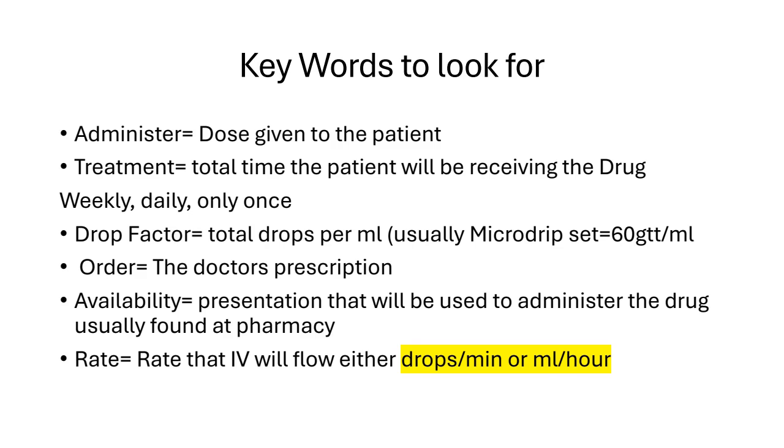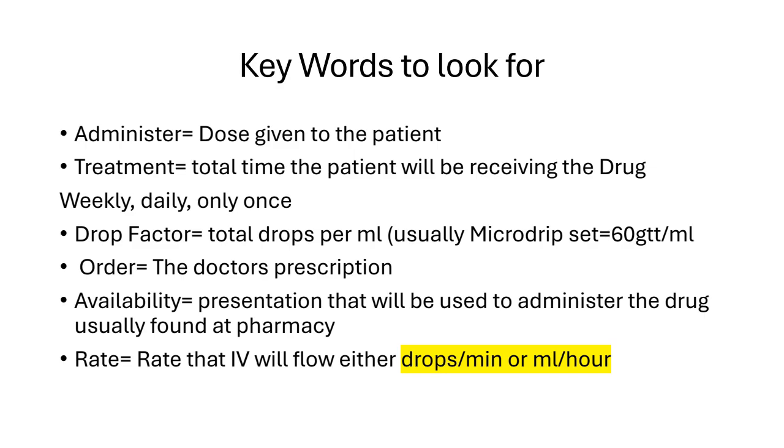So, keywords to look for when you bump into an actual problem and you're going to be digesting it. Every time you see administer, that means the dose that is going to be given to the patient, only the dose. That's very different from the treatment. The treatment is going to be the total time that the patient will be receiving the drug. It could be weekly, it could be daily, or maybe just once. The drop factor is also really common. That's the total drops per mL. The most common one will be the microdrip set, which is 60 GTT per mL.